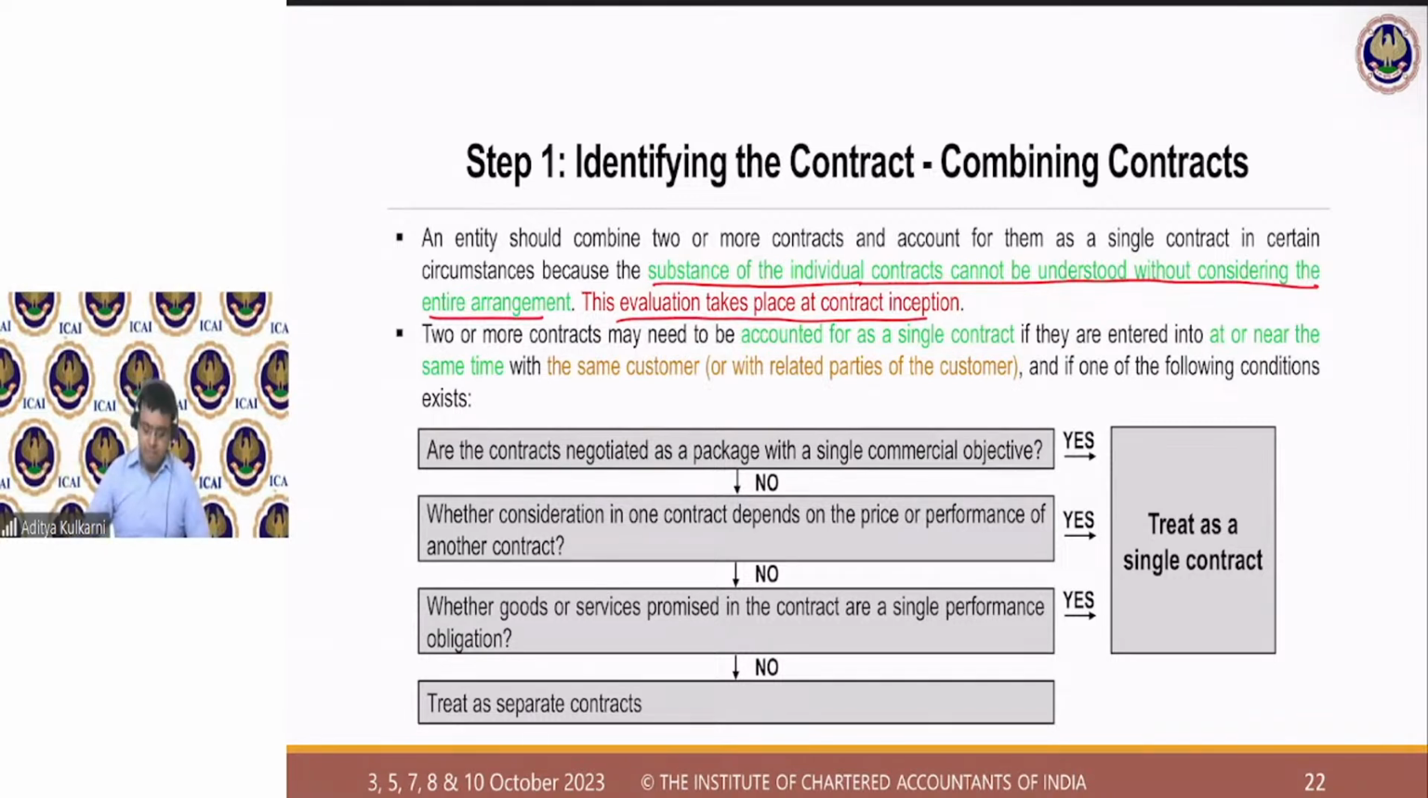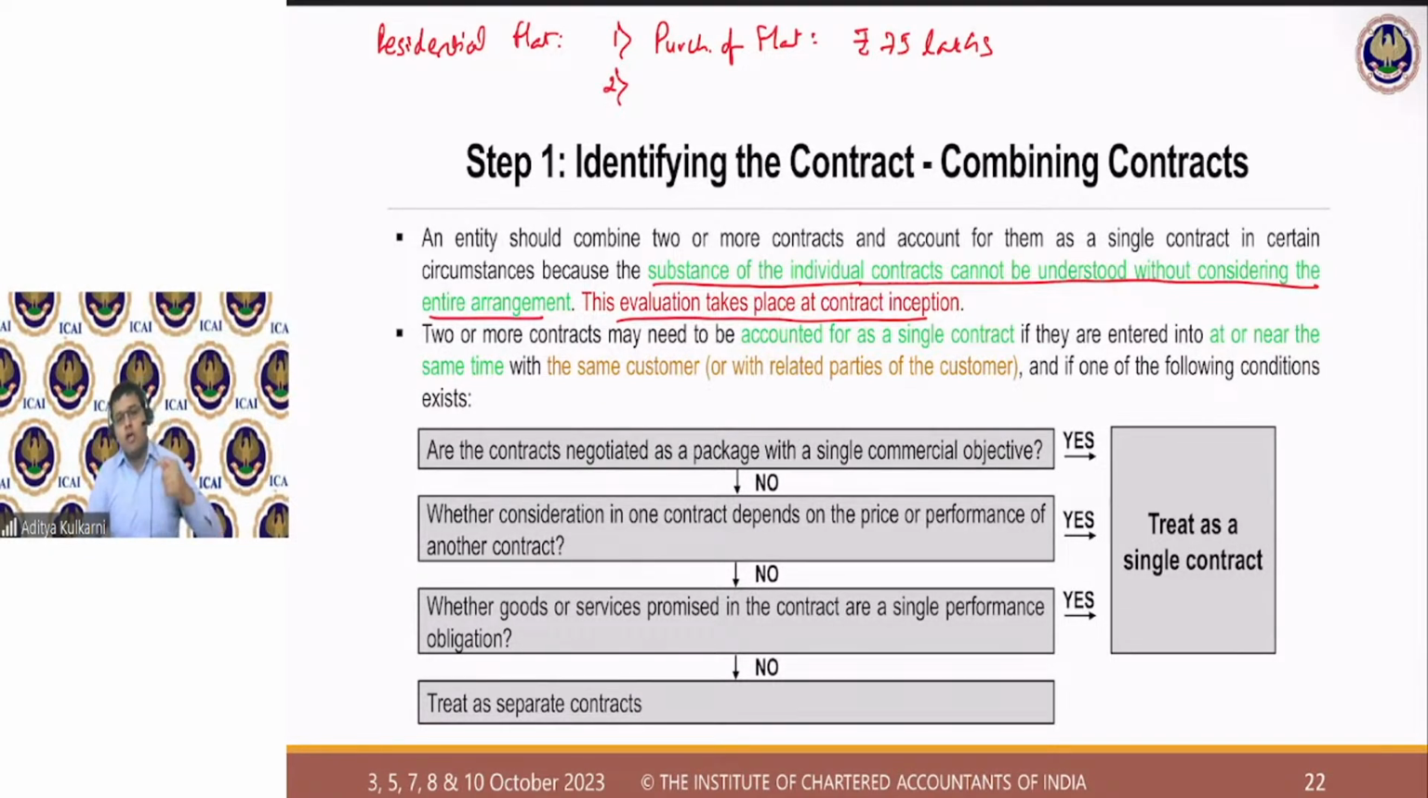So let us take a particular example. Suppose you want to buy a residential flat. Now, in the residential flat, you will have the first contract for purchase of flat. Let us assume this is rupees 75 lakhs. And the second contract is you want to have certain customized modifications in the flat.